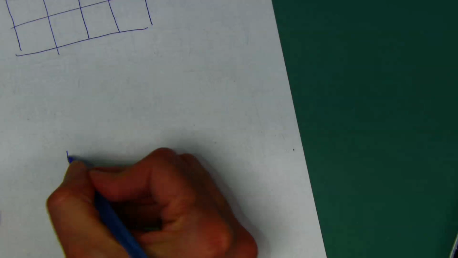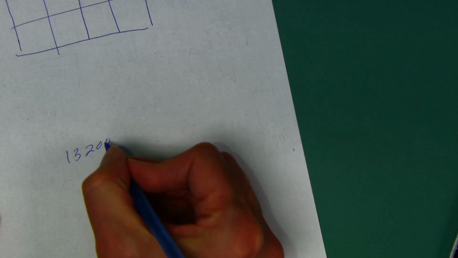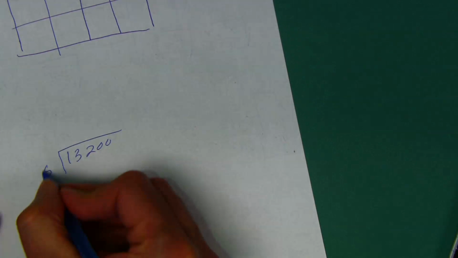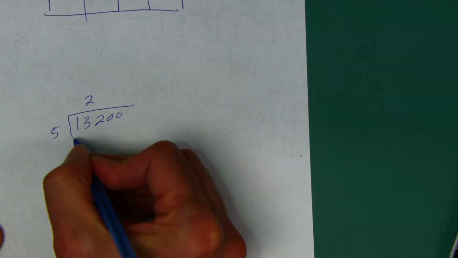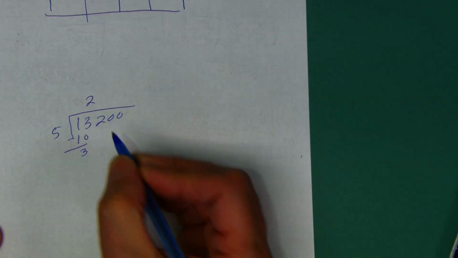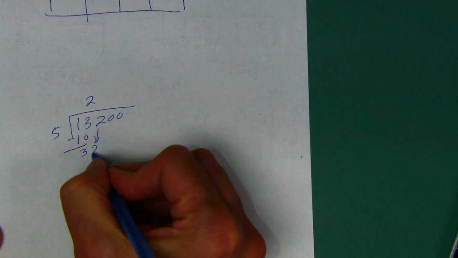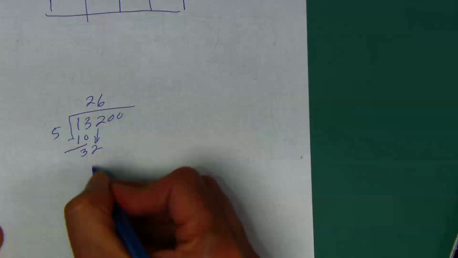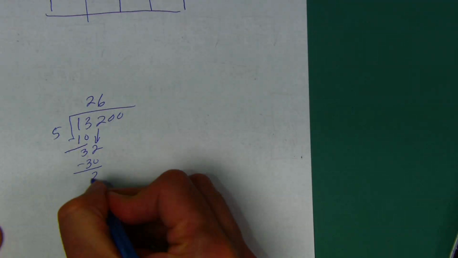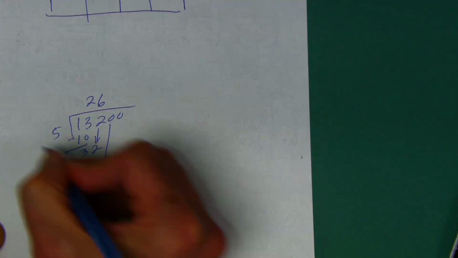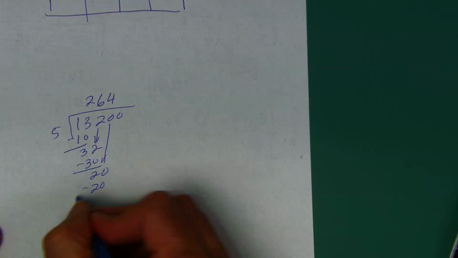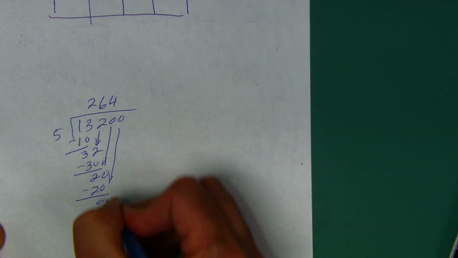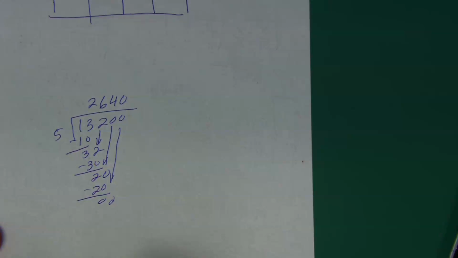I'm going to give myself a little bit of room to do that. So 132,000, which is really 13,200. Now, 5 goes into 13 twice. 2 times 5 is 10. Bring down the next number. 5 goes into 32 6 times. 6 times 5 is 30. Bring down the next number. 5 goes into 20 4 times. 4 times 5 is 20. Write down that next number, and 5 goes into 0 times.